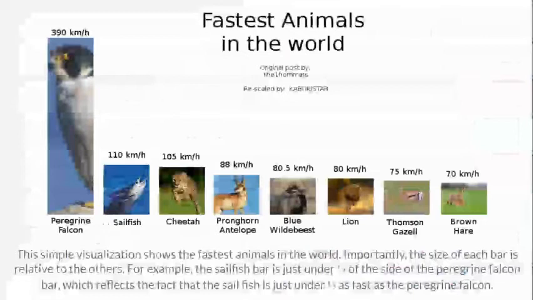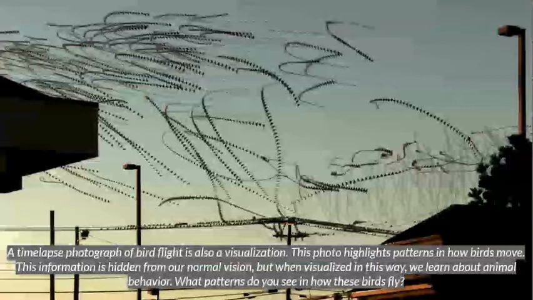This one shows the fastest animal in the world. And when we look at the fastest animals, we can see that the size of the bar is relative to one another. So the sailfish is just under a third of the size of the falcon, as the number is just under a third as fast.